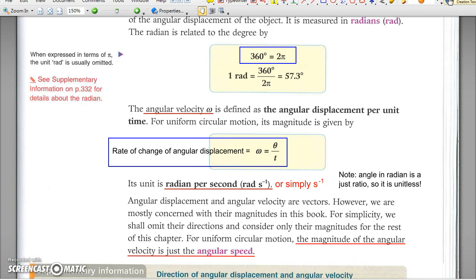Angular velocity is the rate of change of angular displacement. It equals change in angular displacement over time taken. Its unit is radian per second.